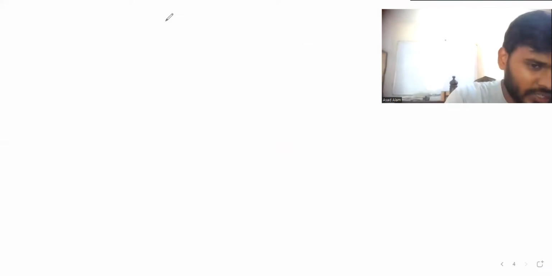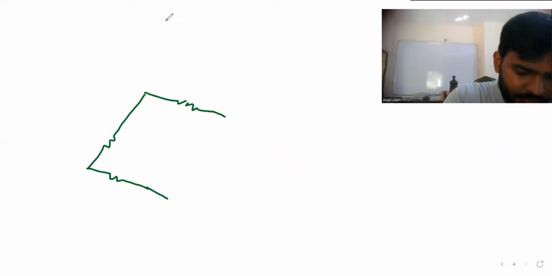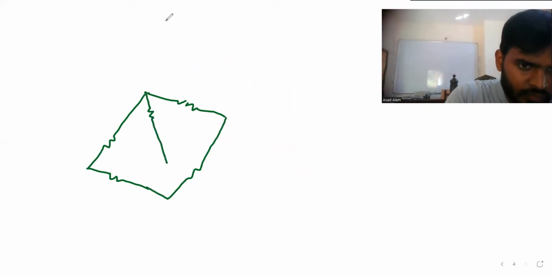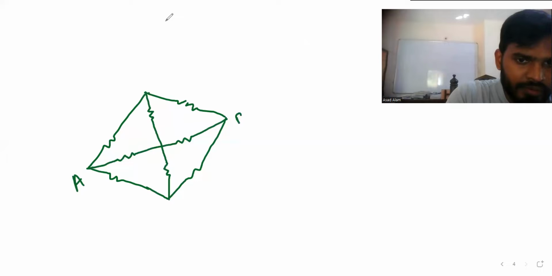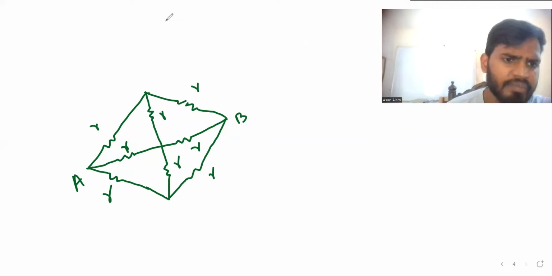Another question is, yes, this is the question. This is A, this is B, and the resistors are R, R, R, R, R, R, R. Now we are supposed to find the equivalent resistance. Let's see if you take a folding symmetry.